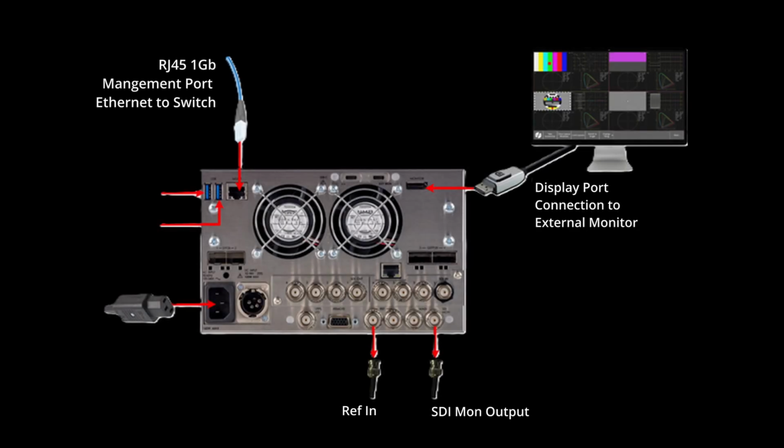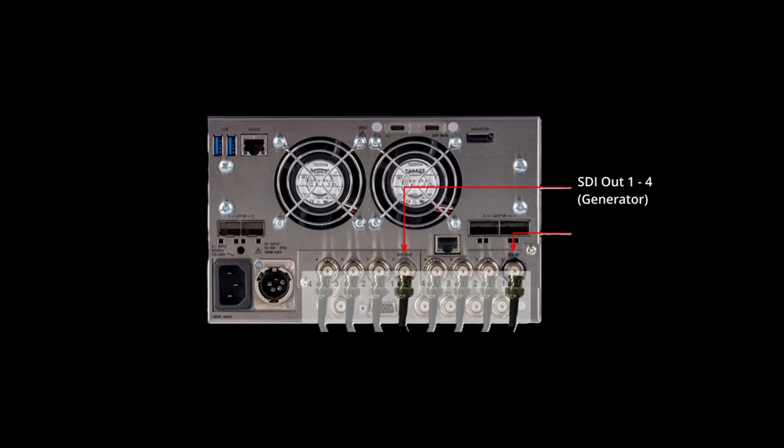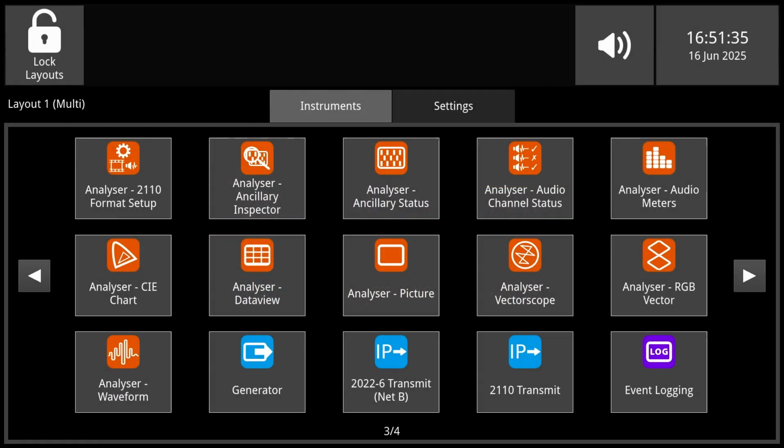Use the USB ports on the back to connect a keyboard, mouse or memory sticks. Then plug in the mains cable into the AC input. There are a total of 8 SDI connections on the back of the unit, 4 of which are for output. These are used by the generator output and the loop output.